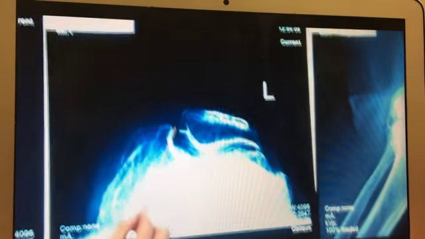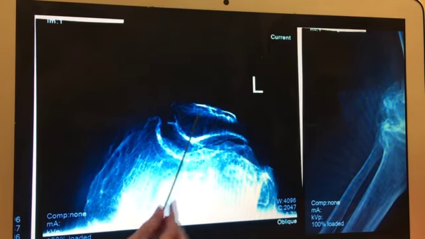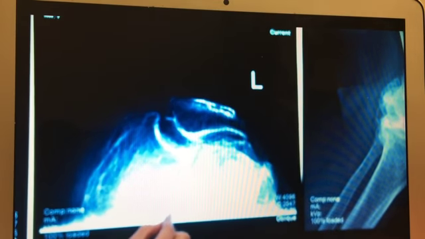We also see some degeneration of the joint space because it is partially closed, but it's difficult to tell because there are a lot of osteophytes in that joint area as well.